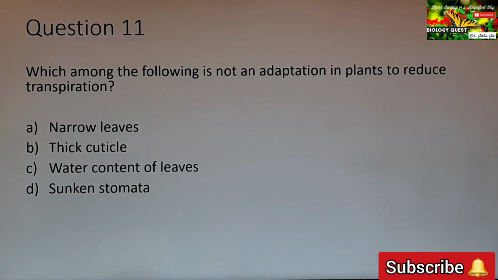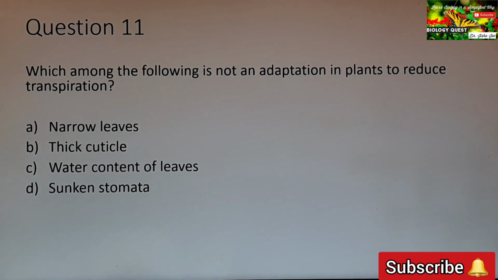Thick cuticle, yes, that is also an adaptation to reduce transpiration. See, water content of leaves, that is not an adaptation, that is an internal factor which affects transpiration. And option D, sunken stomata, yes, that is also an adaptation to reduce transpiration. Okay, when stomata remain sunken, what happens? There is a lesser chance for water loss, or lesser rate of transpiration.